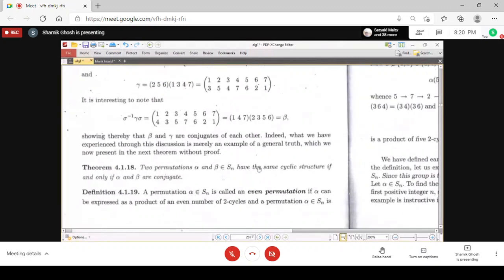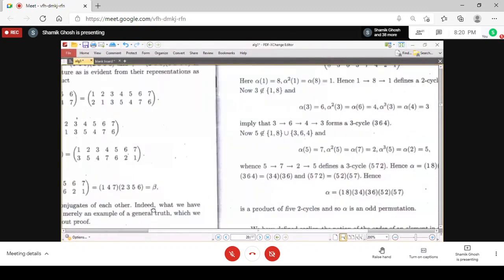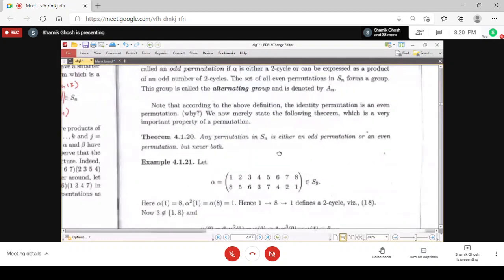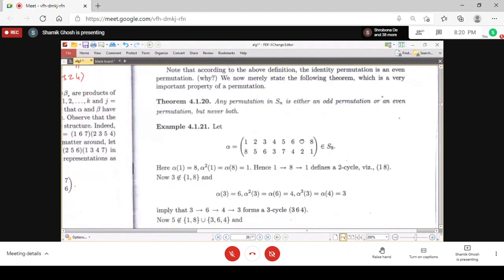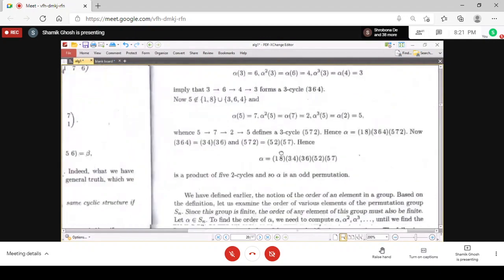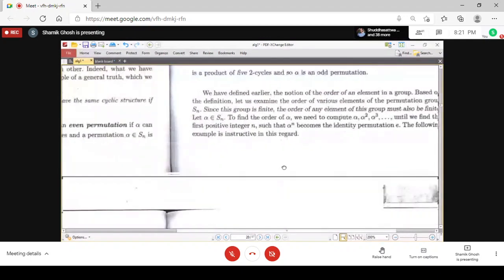So they have the same cycle structure if and only if they are conjugate, is another result. And this thing we have just proved, that a permutation is either odd or even, but never both. The proof is not here, but I just gave you the proof.